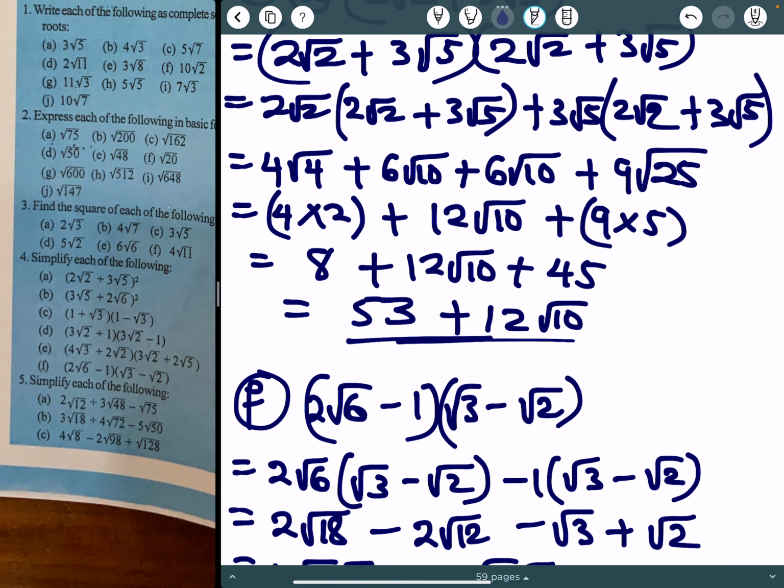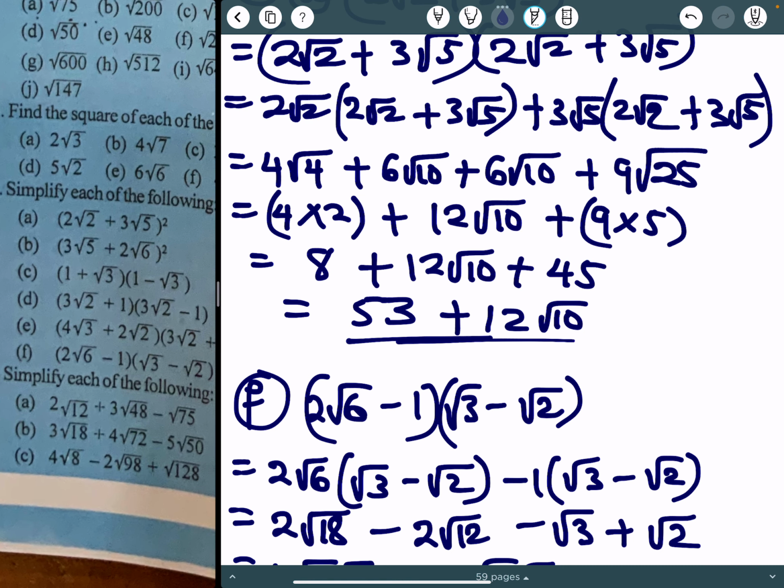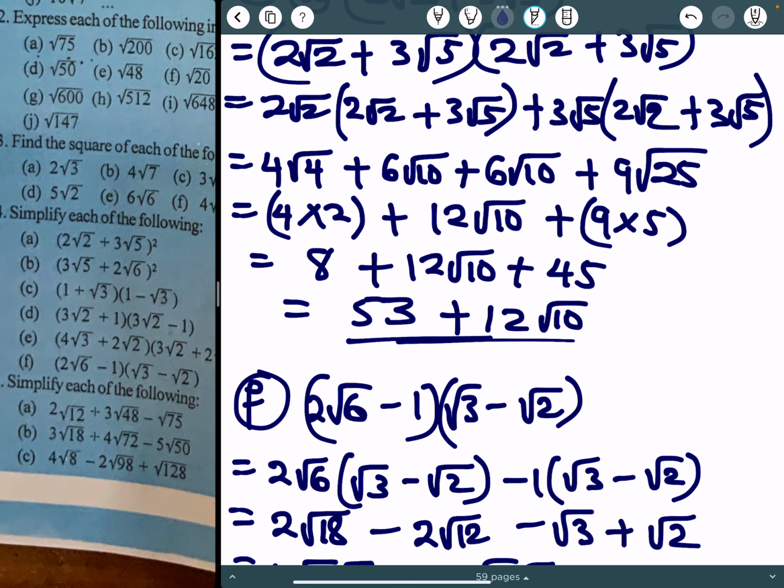Let's go to 4b. 4b is what? Okay, let's go to 4f. 4f is (2 root 6 minus 1) times (root 3 minus root 2). It's a simple question too. I'll write 2 root 6 down, multiply it by the second bracket, root 3 minus root 2. Also, I'll write minus 1 down, then multiply it by the second bracket, root 3 minus root 2.